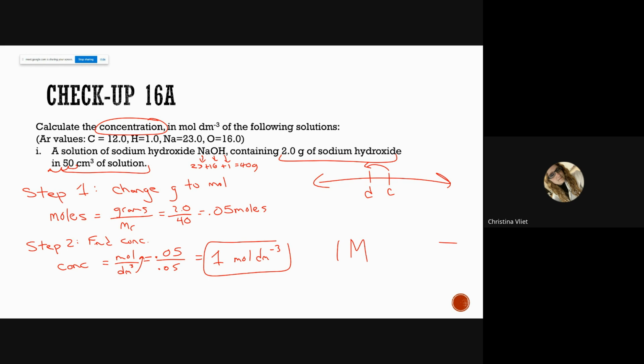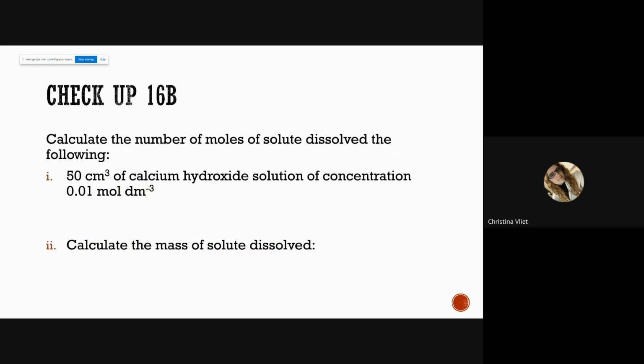Let's see if we can do one more. We got one more here. What will we do here? Calculate the number of moles of solute dissolved in the following. You've got 50 centimeters cubed of calcium hydroxide. You've got 0.01 molarity. What should we do? Formula for concentration. Start there. Concentration equals moles over volume.